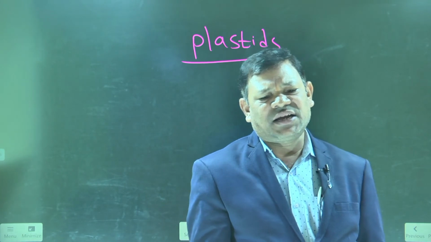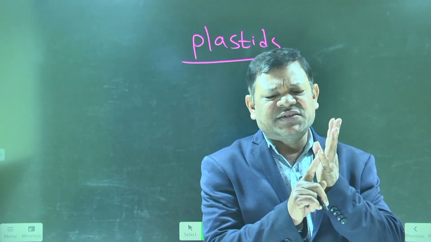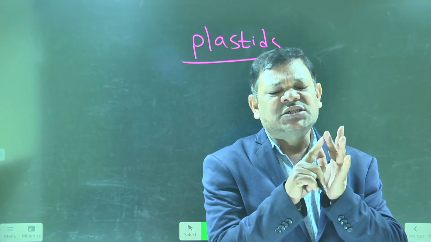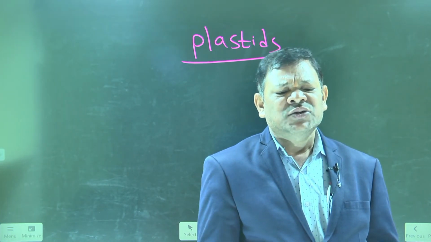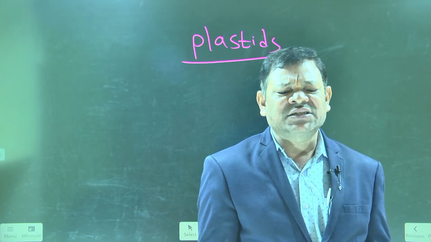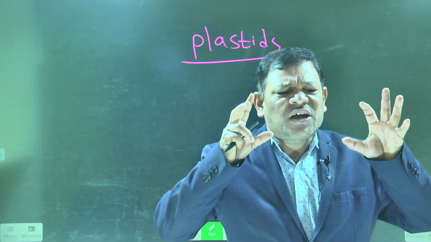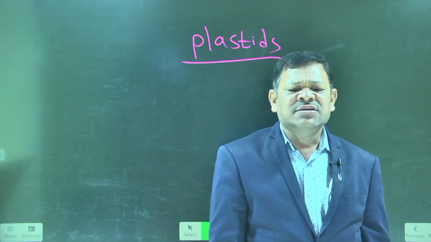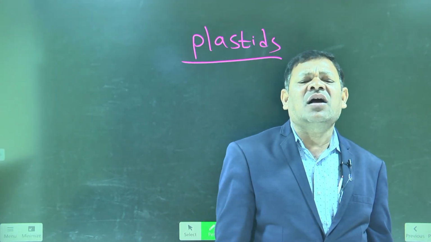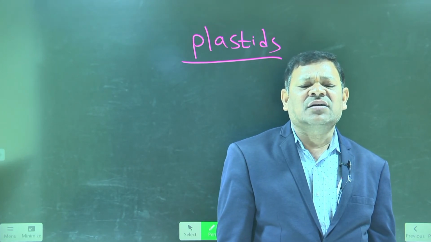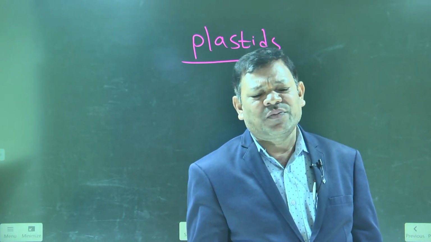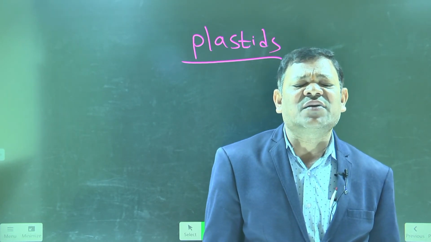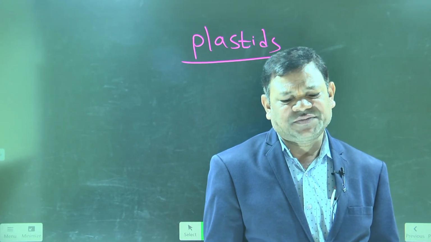Very good, excellent answer. First one is the leucoplast. Second one is the chromoplast. Third one is the chloroplast. So, leucoplast. Leucoplasts are present in those areas of the plant not exposed to sunlight. You can see turnip and potato, they are white in color because of the leucoplast.